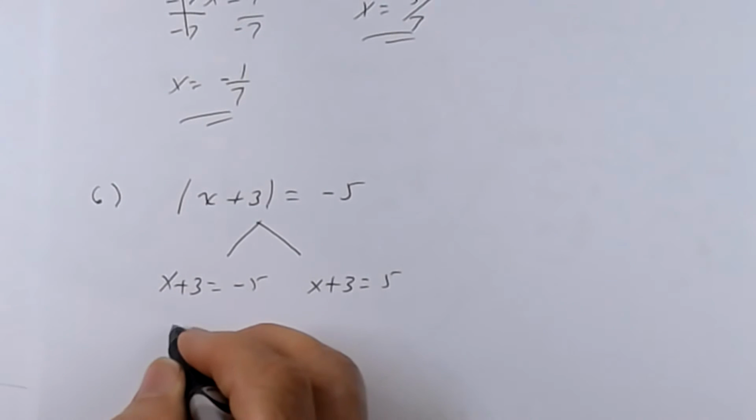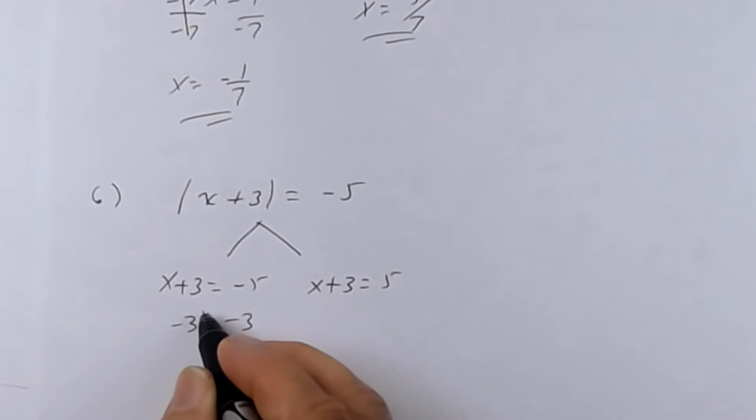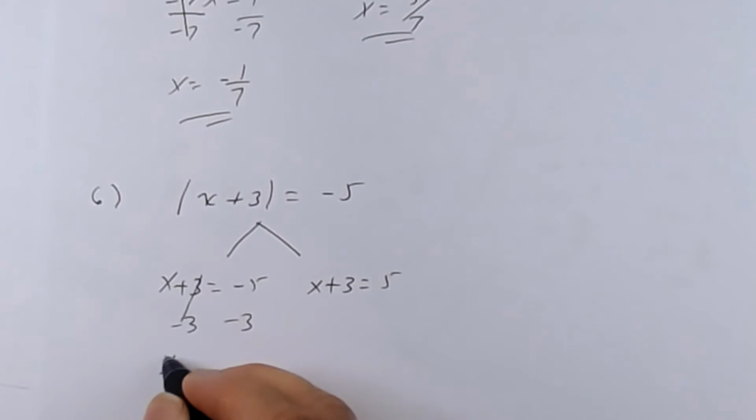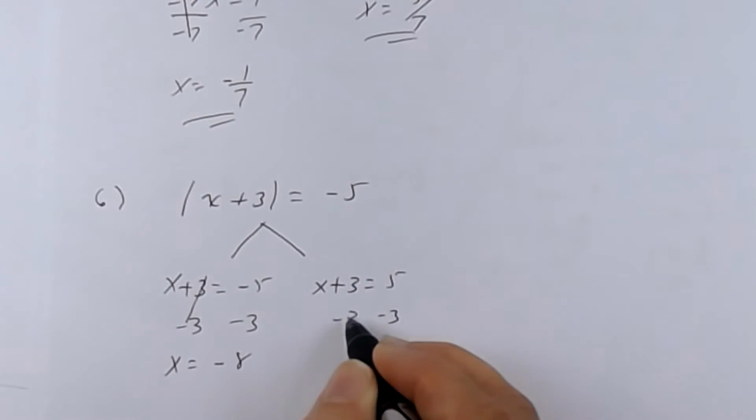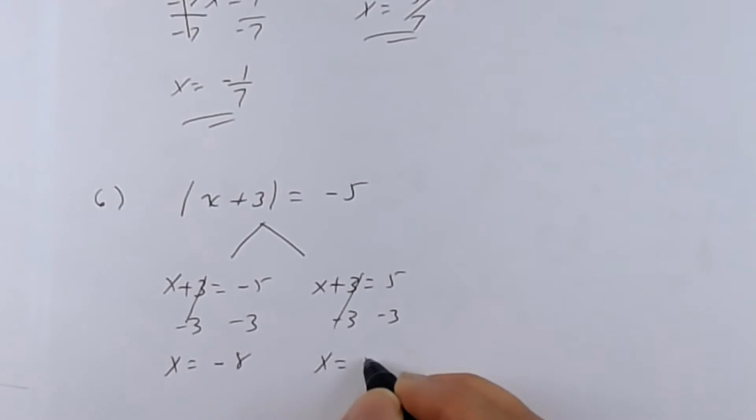So you're going to subtract 3 from both sides, and you're going to get x equals negative 8. Subtract 3 from both sides here, and you're going to get x equals a positive 2, and you're going to go from there. You're going to say, those are my solutions, I'm done, right? You're going to lose a lot of points.